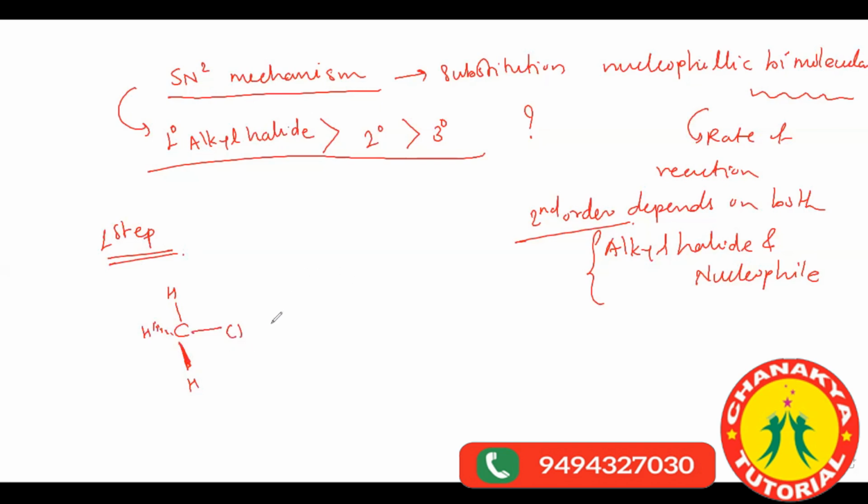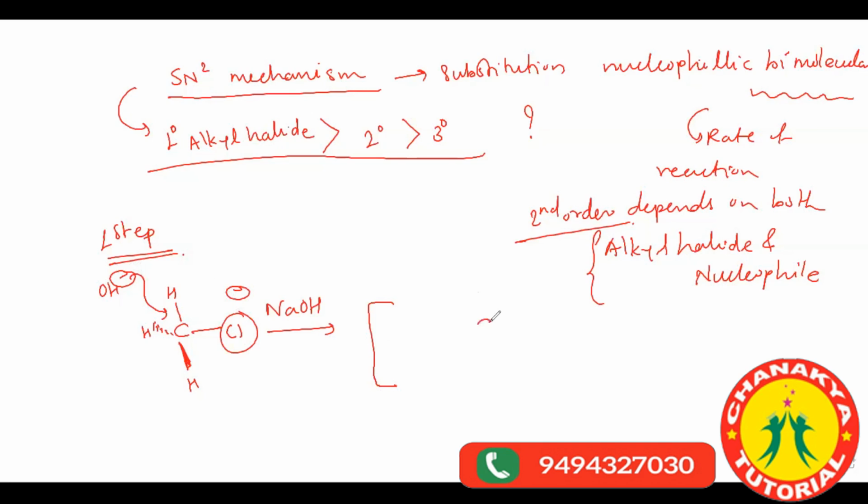If you treated it with NaOH, in the NaOH, OH acts as a nucleophile. It approaches from the backside. Why does it approach from the backside? Because chlorine is also negatively charged, and your OH minus is also negatively charged. Negative repulsion is there, so OH will approach from the backside. You will get a transition state.